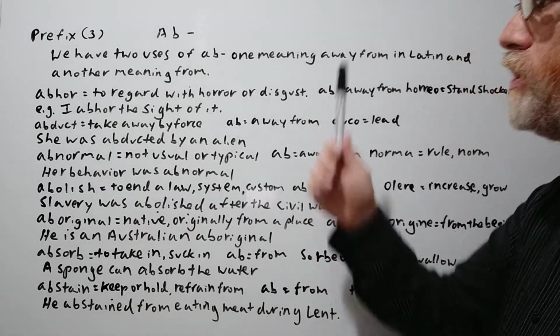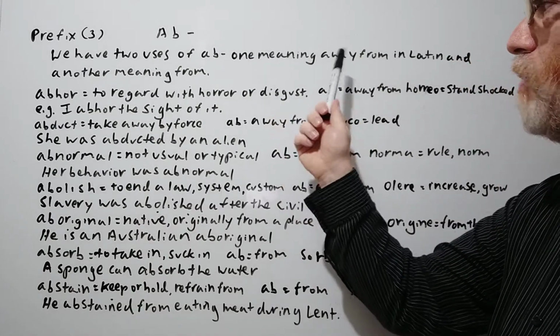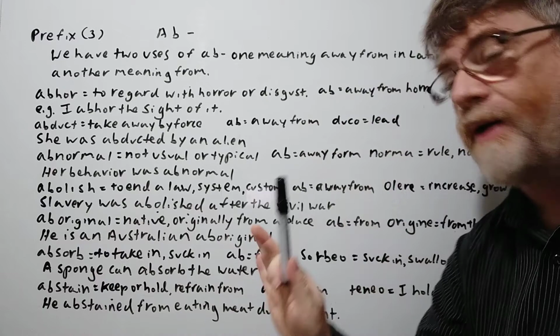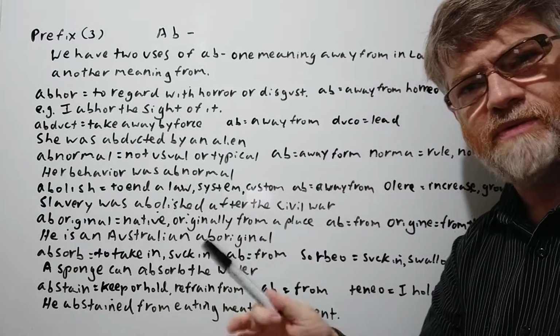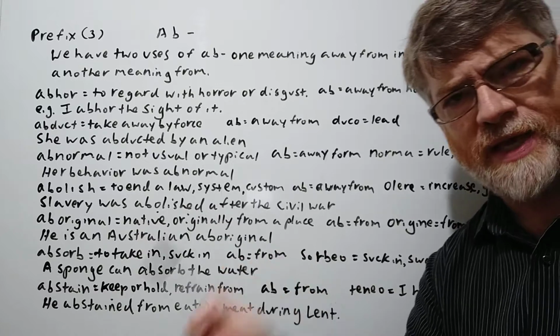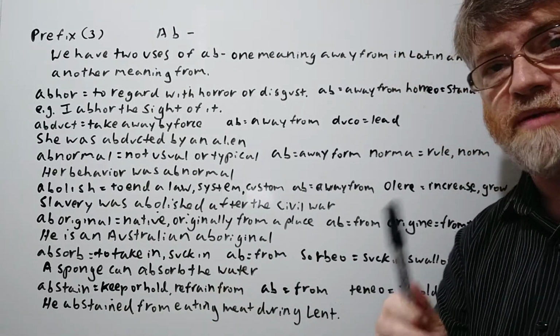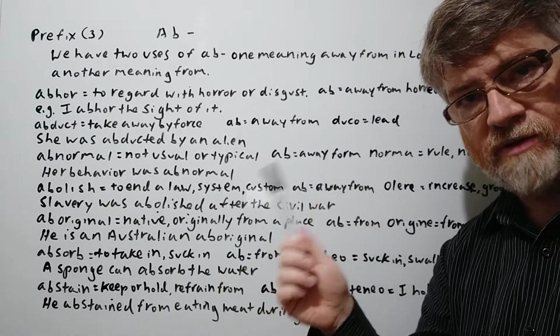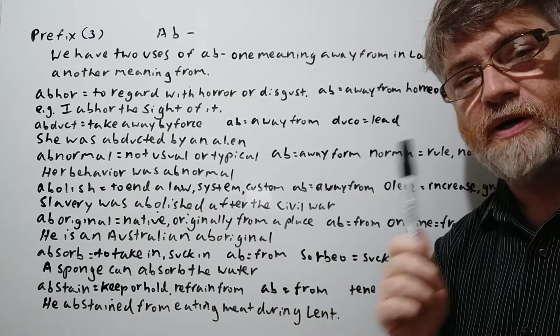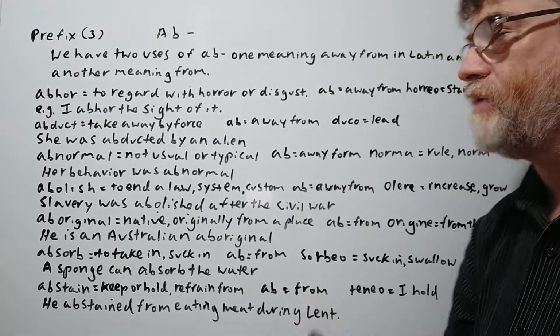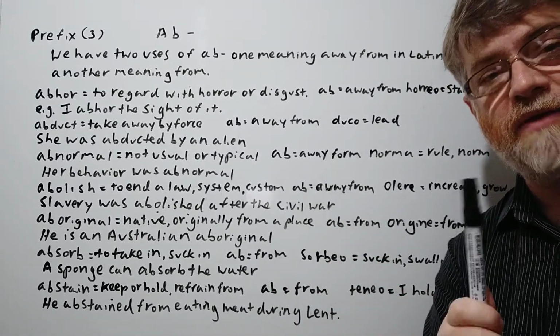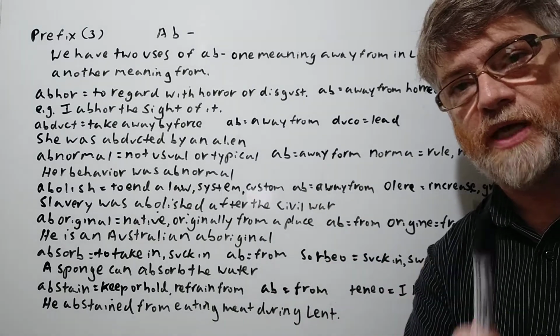We have two uses of ab. One meaning away from in Latin, and the other one just meaning from, which is kind of ironic because it's almost the opposite. Now, not every word that begins with AB follows this pattern or comes from Latin, but a lot of the words in the dictionary that do begin with AB are connected to this. And here I'm going to give you several examples so that you can see it.